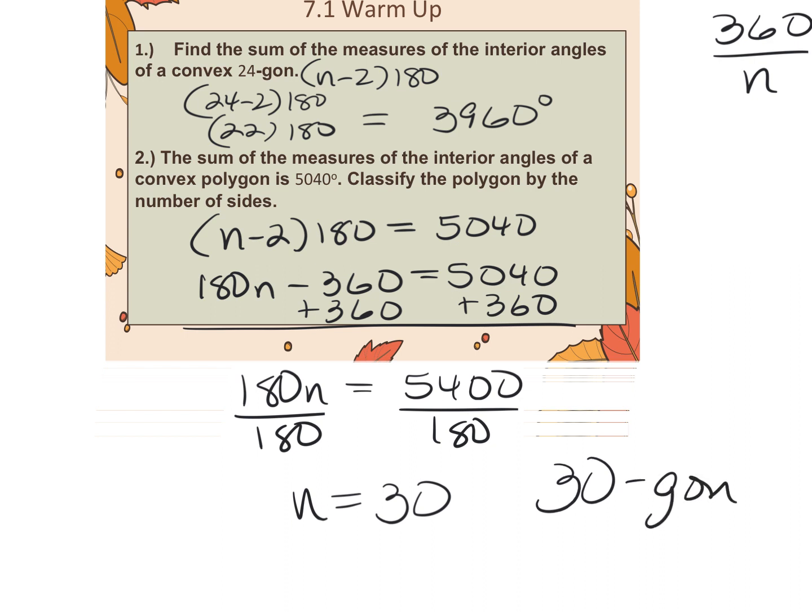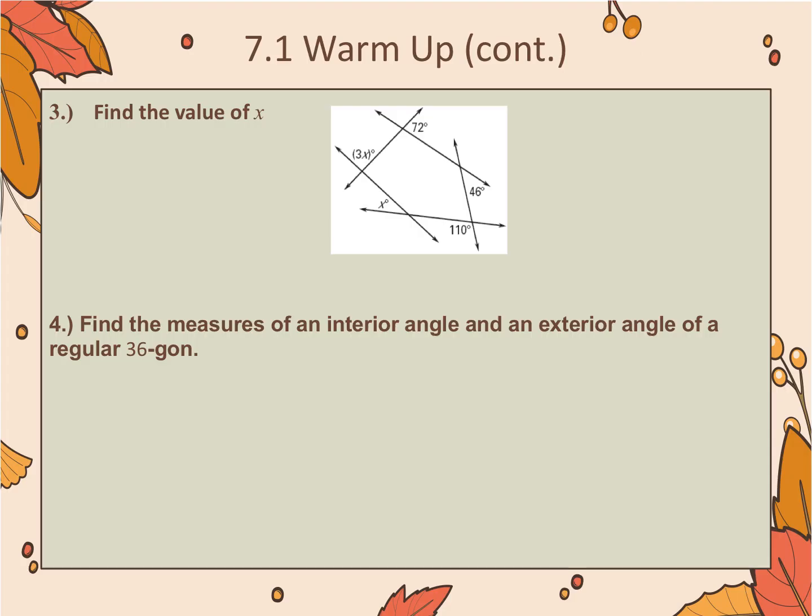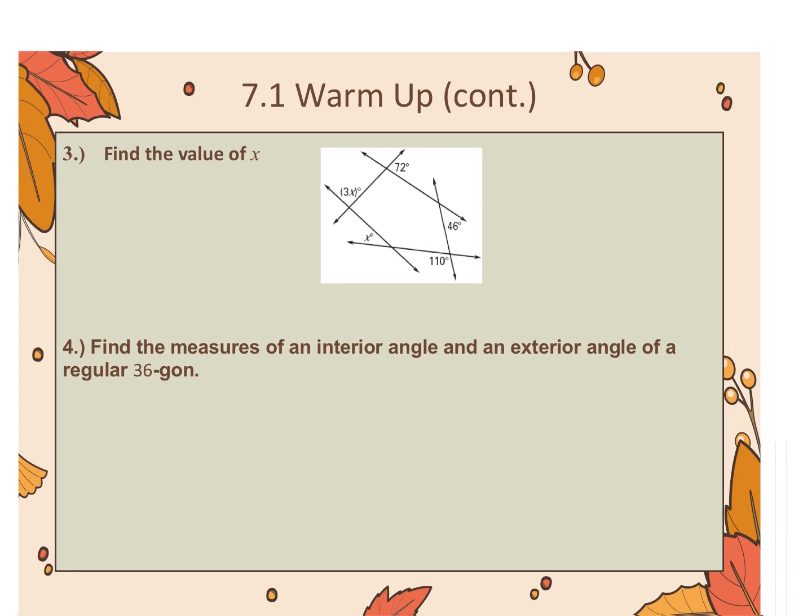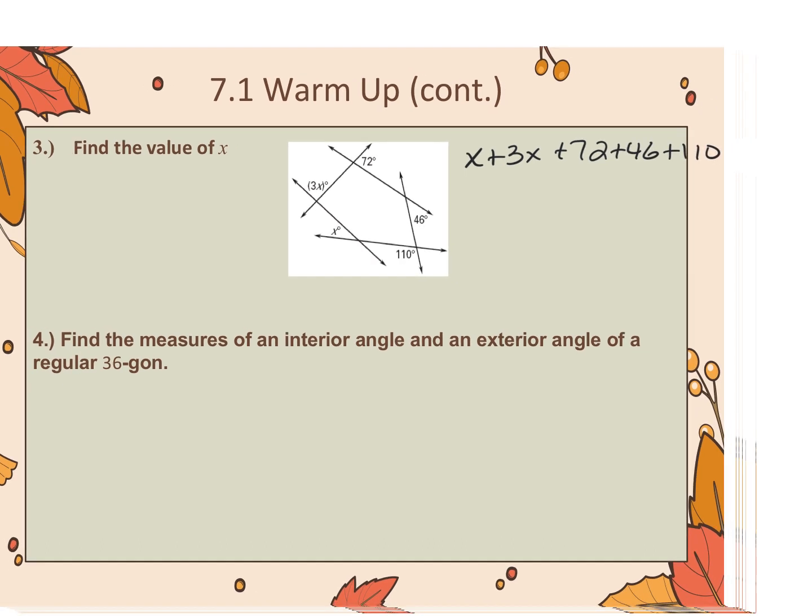So be able to work backwards with any of those formulas that I wrote at the top of the page and to find the number of sides. Now, this time they're giving me all the exterior angles in the picture. And remember, the sum of the exterior angles is always 360. So to find the value of x, I'm just going to add up all those exterior angles and set it equal to 360. So x plus 3x plus 72 plus 46 plus 110, and set this all equal to 360.